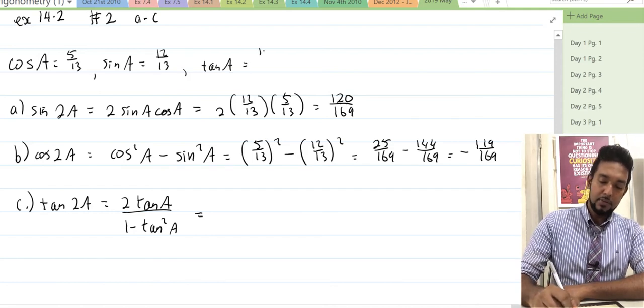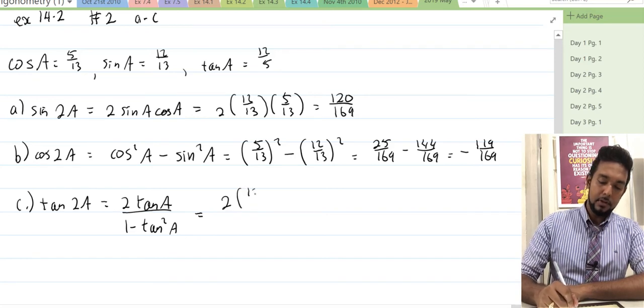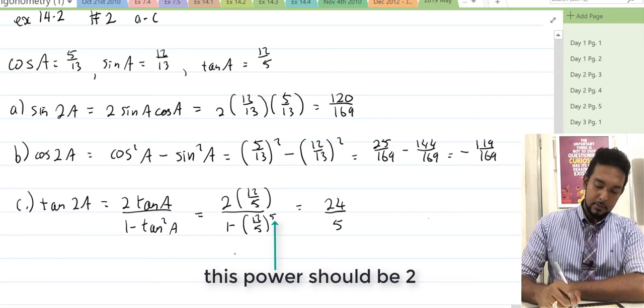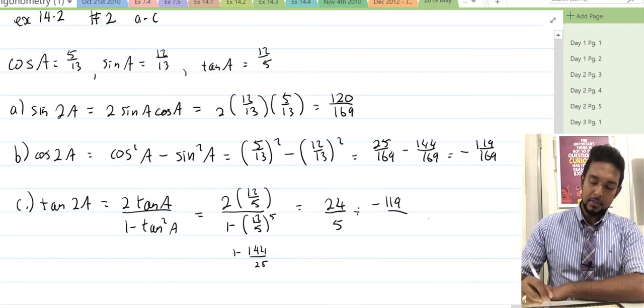Sine over cosine here will give us 12/5. So that will be equal to 2 multiplied by 12/5 all over 1 minus the square of 12/5. So that will give us 24 over 5. Right, so this will give us 1 minus 144 over 25, which would be minus 119 over 25.